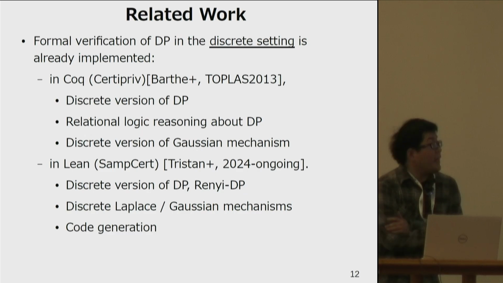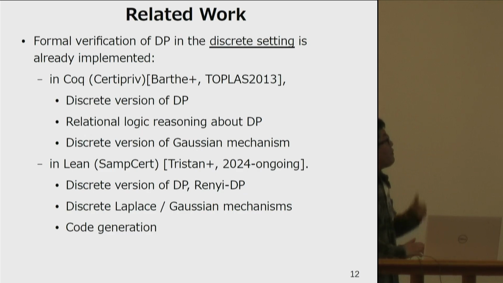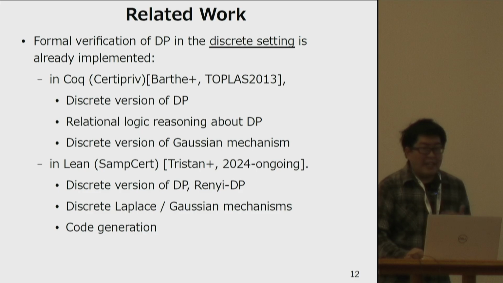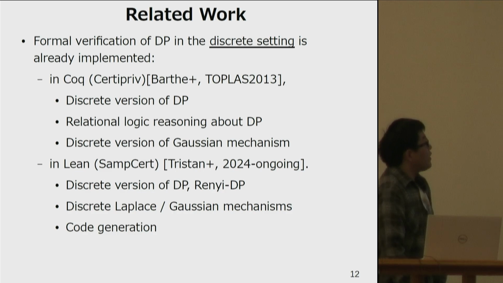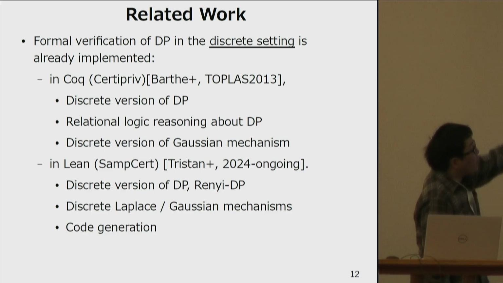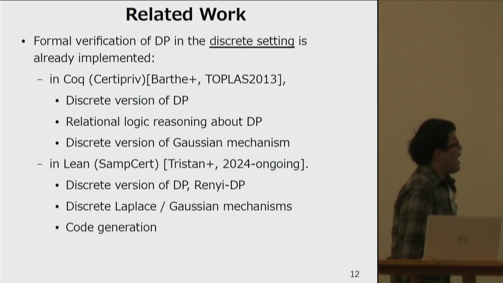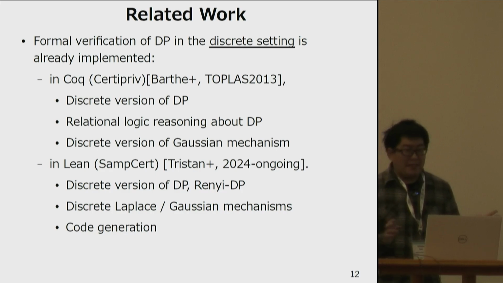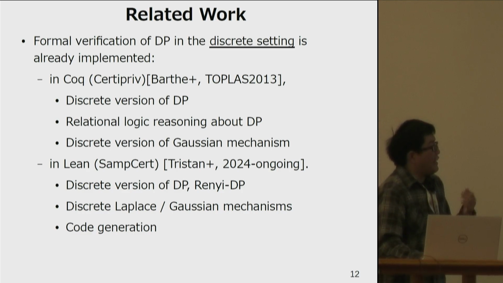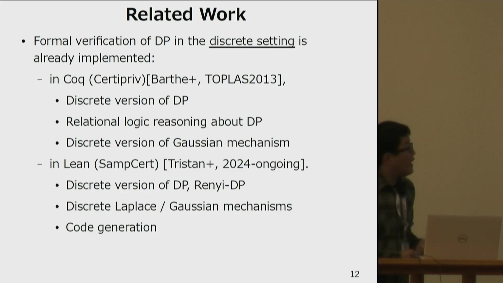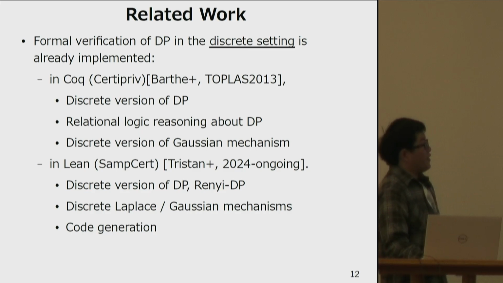I remark that formal verification of differential privacy in the discrete setting is already implemented in several proof assistants. In Coq, for example, the CPP' library contains a discrete version of differential privacy and the implementation of relational Hoare logic for reasoning about differential privacy, and the discrete version of the Gaussian mechanism.